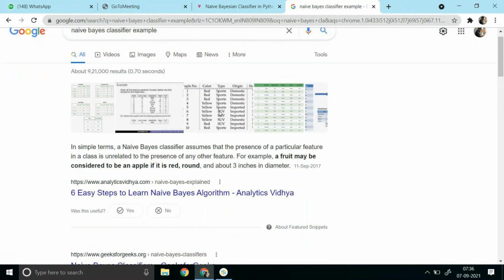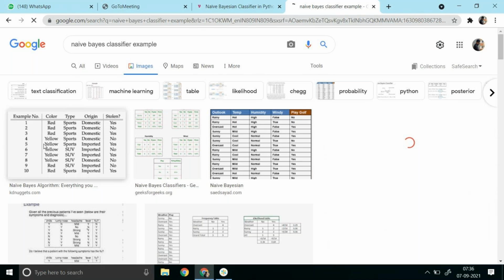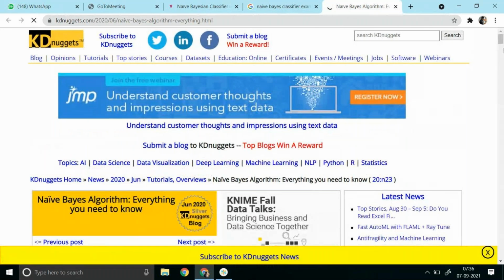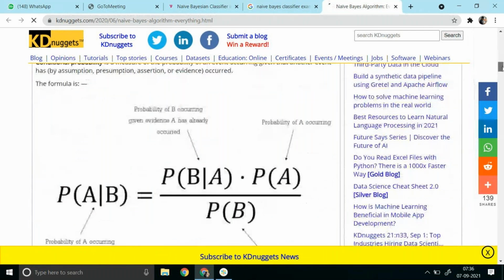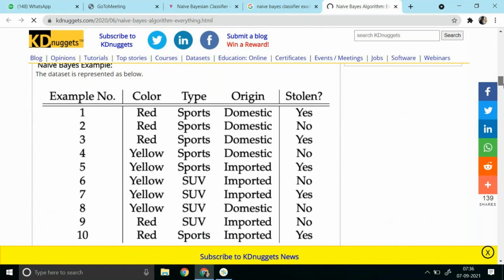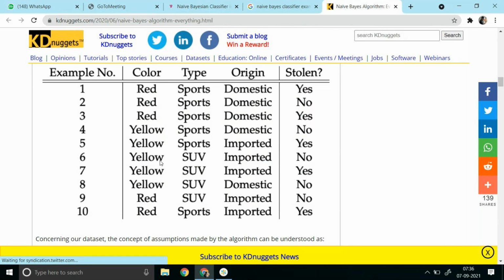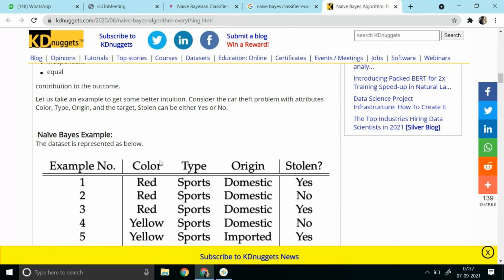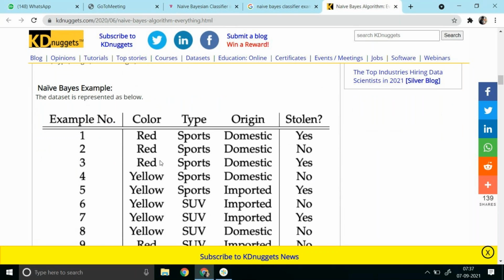This is the most commonly used and very important data set. Now see, they have given the color, the type and the origin. Based on that, it says whether that particular car is stolen or not. This is the car theft problem, so we have to say whether it is stolen or not.